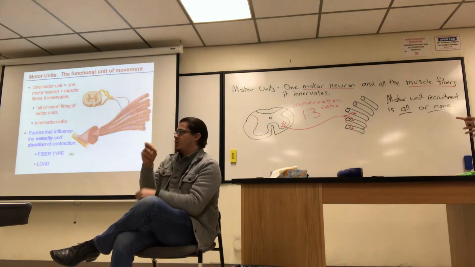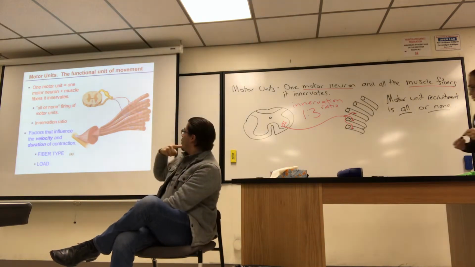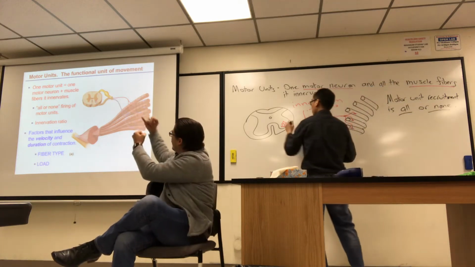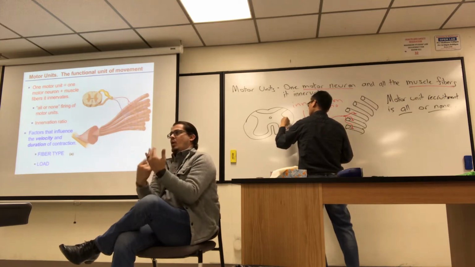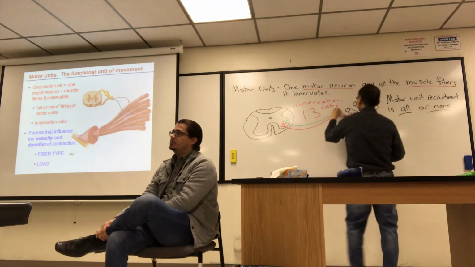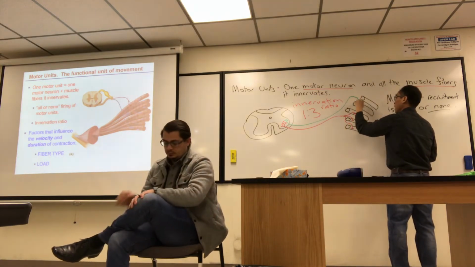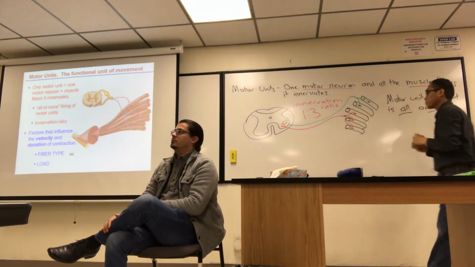Now, I've only drawn one motor unit. The picture has two. It has that red one and the purple one. Let me draw another one. Draw another cell. Maybe this green one innervates this fiber and then this fiber there. Okay.